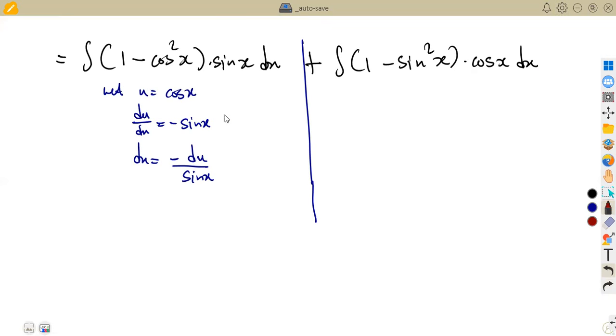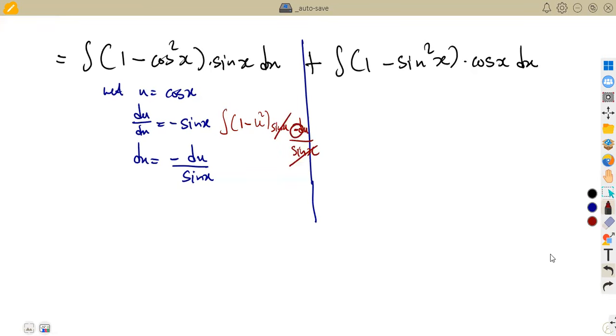You substitute 1 minus cos squared, where cos squared in this case is this part of u, which is 1 minus u squared, times the sine of x. But if you check, guys, the sine of x and this will cancel. But let us write the sine of x times dx. Our dx is the one that gave us minus du over sine of x, so the sine of x and the sine of x will cancel.